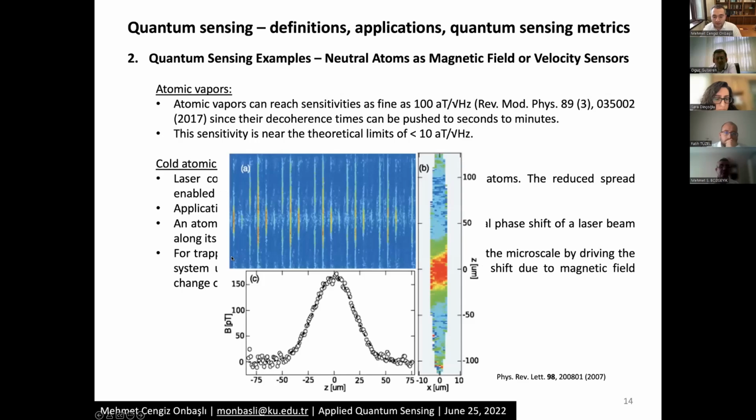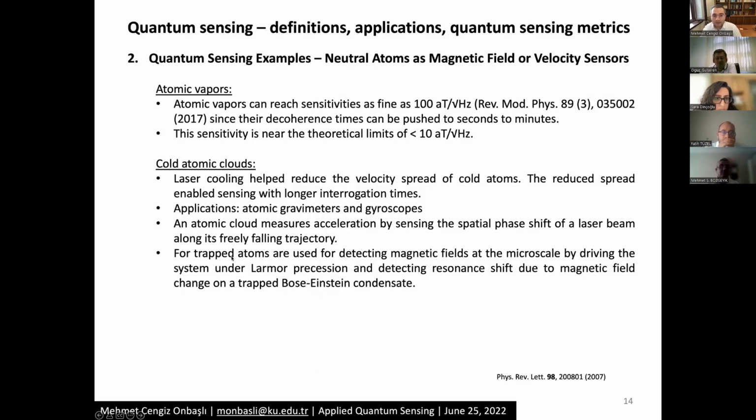And for the case of trapped atoms, we can detect magnetic fields by driving them under Larmor precession. So what does Larmor precession mean? When I'm applying a constant magnetic field, I'm causing a precession at the Larmor precession frequency. So if I change my magnetic field intensity, I'm essentially causing a shift in my Larmor precession frequency.